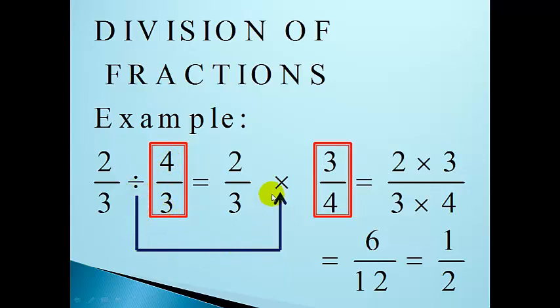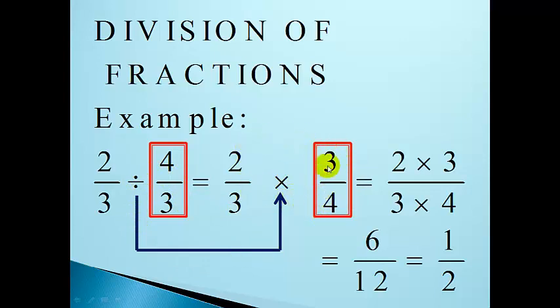multiplication. This means that 2 over 3 divided by 4 over 3 is equal to 2 over 3 times 3 over 4. Instead of 4 over 3, it's 3 over 4 because we have changed the division sign to multiplication. Now we are back to multiplication of fractions.